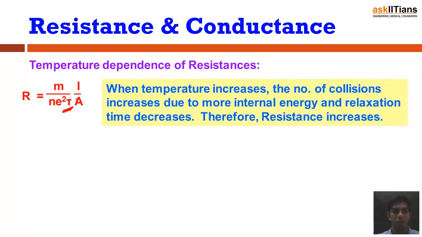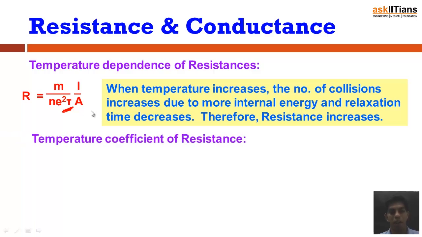This is the same thing which we have written over here, that is, when temperature increases, the number of collisions increases due to more internal energy and relaxation time decreases. Therefore, resistance increases. Now we will try to figure out the exact dependence of temperature on resistance.